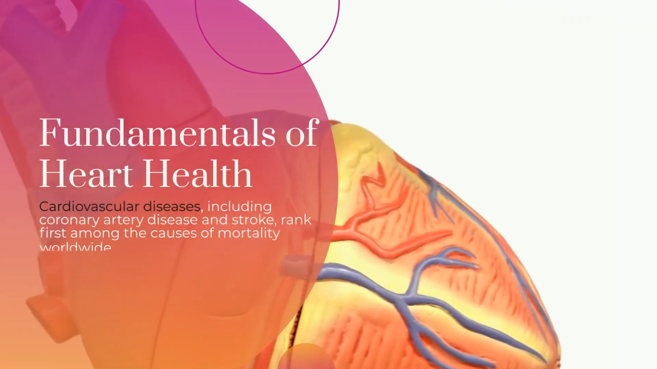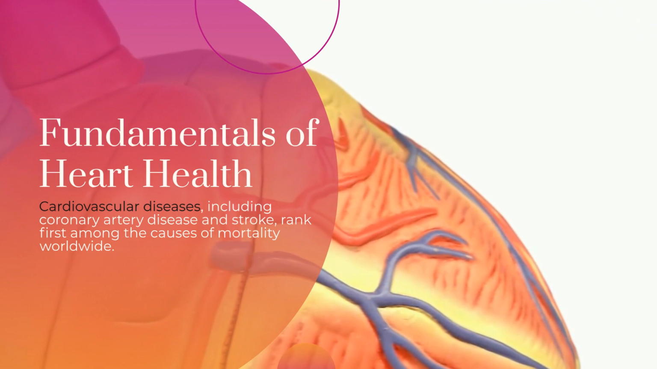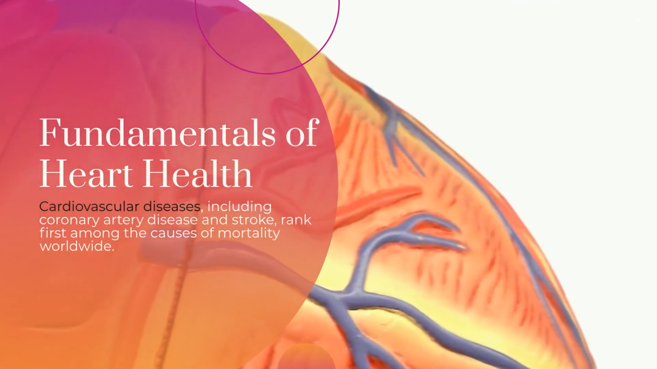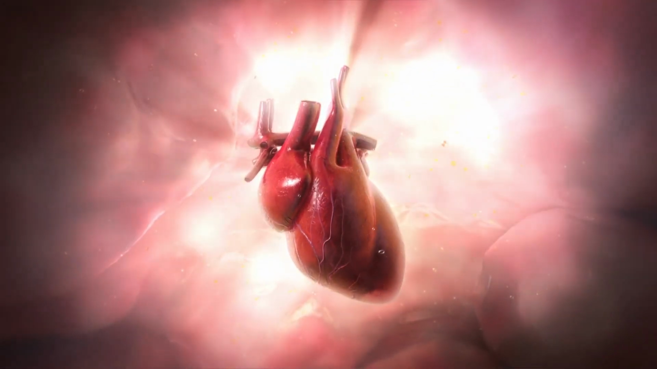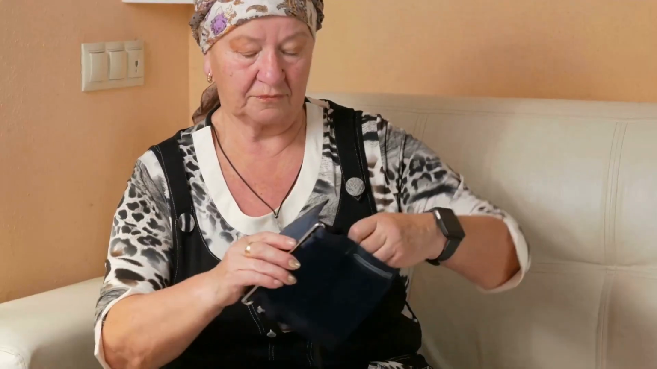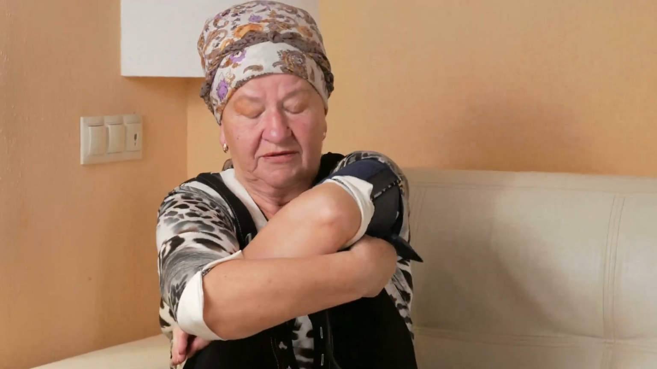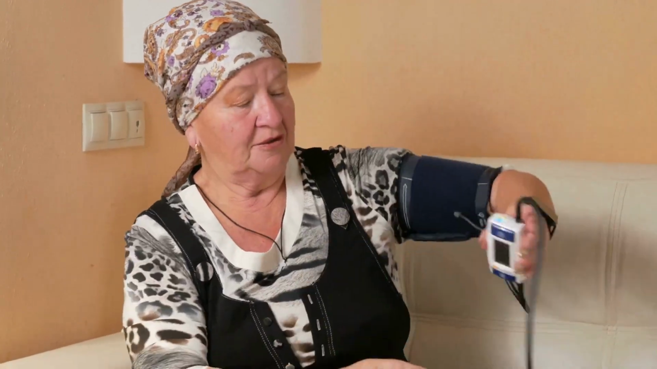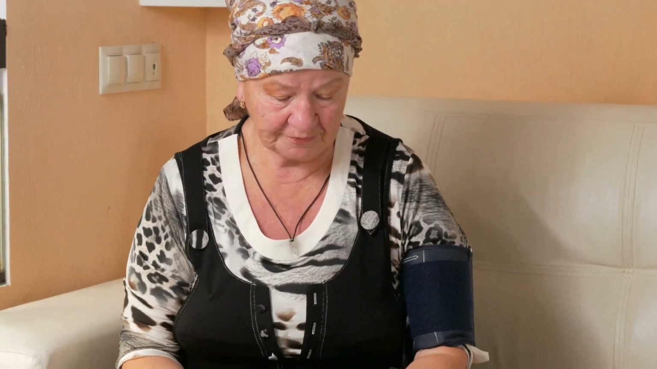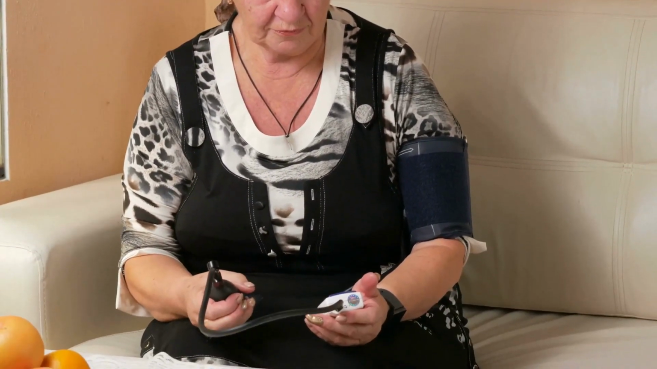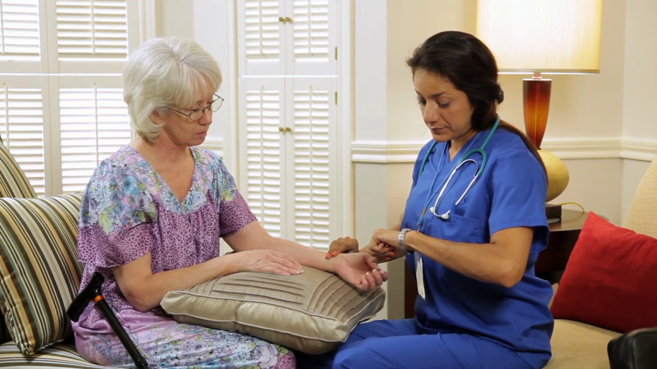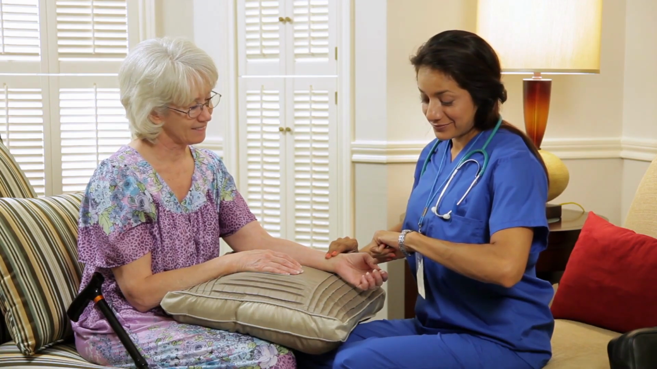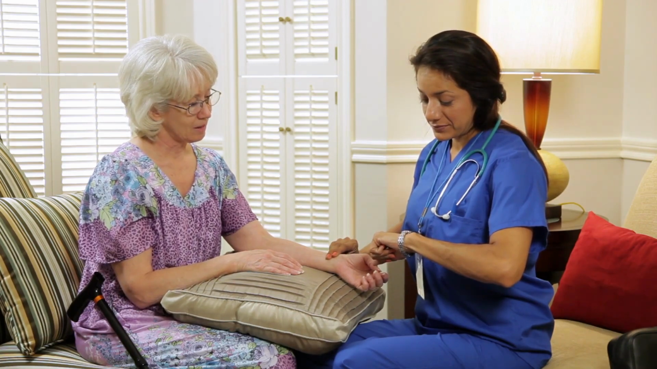Fundamentals of heart health. Cardiovascular diseases, including coronary artery disease and stroke, rank first among the causes of mortality worldwide. The majority of them can be prevented through lifestyle changes and control of key risk factors. The development of cardiovascular conditions is potentially possible in any person, with certain factors increasing the likelihood of their occurrence: elevated cholesterol, arterial hypertension, diabetes mellitus, smoking, excessive alcohol consumption, excess weight, low physical activity, overeating. Additionally, age and the presence of cardiovascular diseases in close relatives also play a crucial role in risk formation.